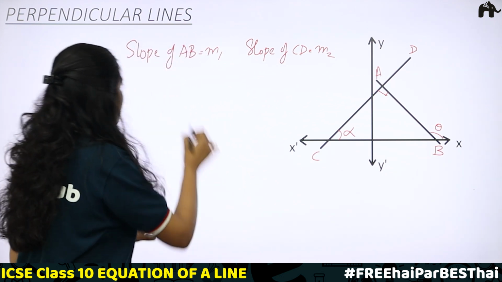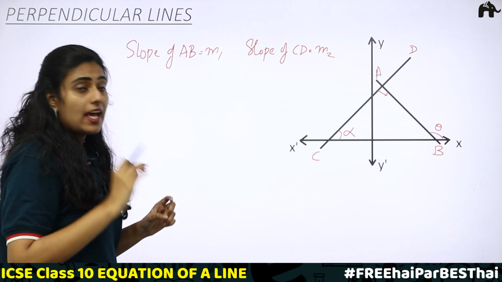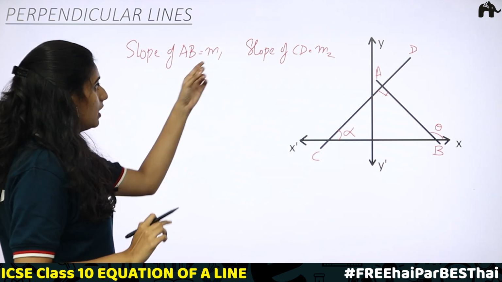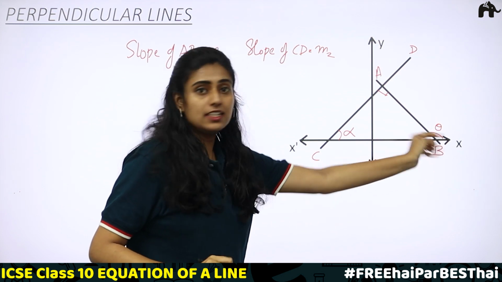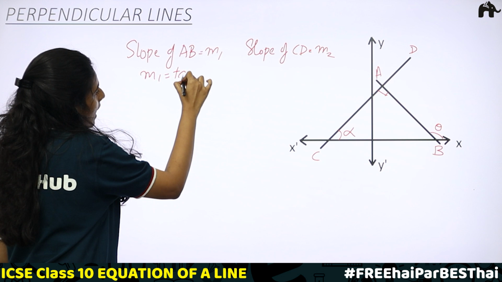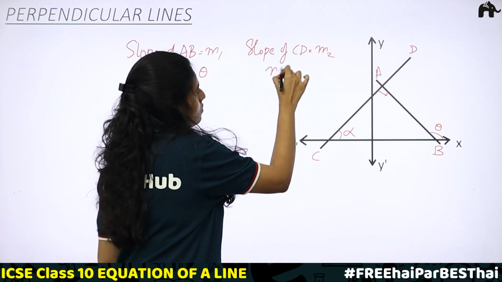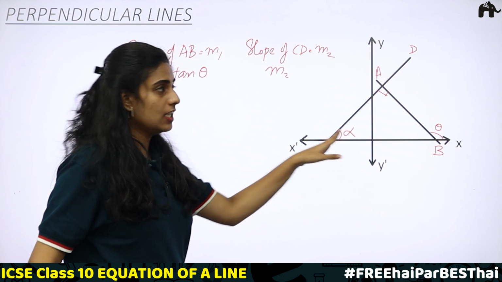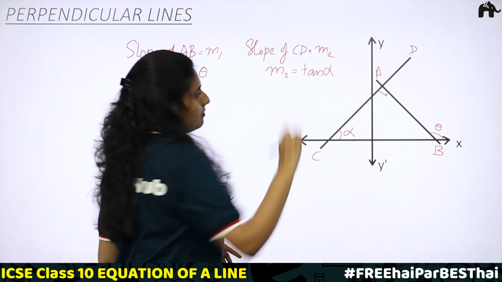Now, slope of AB will be equal to tan of that angle. Here for M1 slope, we have inclination angle theta, which means M1 will be equal to tan theta. And M2, slope of CD, inclination here is alpha, so M2 will be equal to tan alpha.